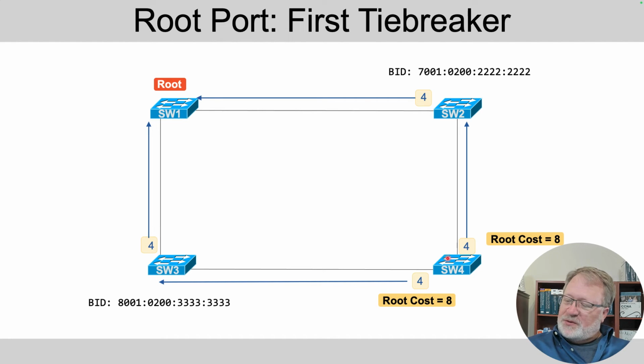So switch 4 is faced with the dilemma of, hey, I can pick either because the root cost ties, but I really should have a consistent way to break the tie to make the process work. And the first tiebreaker is the lowest neighbor bridge ID. All right, so let's just say switch 2 has this bridge ID that begins in hex 7001, and switch 3 has one that begins in hex 8001. You guessed it, lower one up here. So switch 2 will be the neighbor with the better bridge ID. So switch 4 chooses the port that connects to switch 2 as its root port.